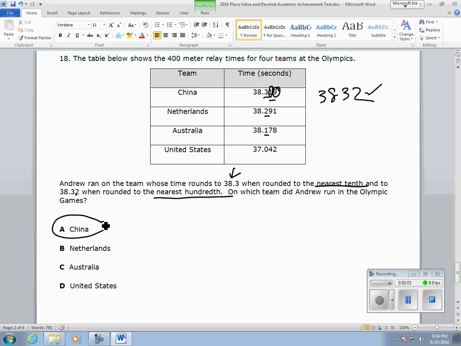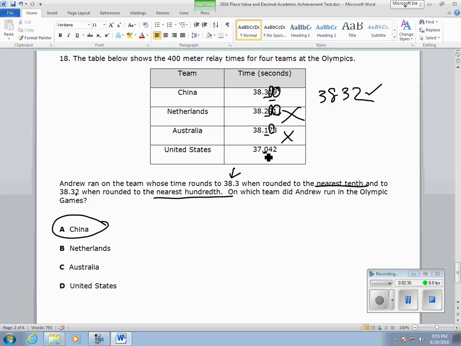Let's rule out the rest of them just by looking at them. So you have the effector here of 9, which means that's going to go to 38.3. That's correct. And you have your effector here of 1, which means that's going to stay at 38.3. So that's false. This one here, your 1 is your tenth. Your effector is 7, so that would cause 38.2. So that is wrong.